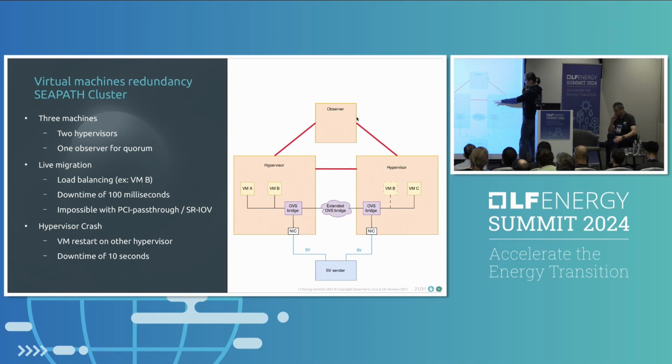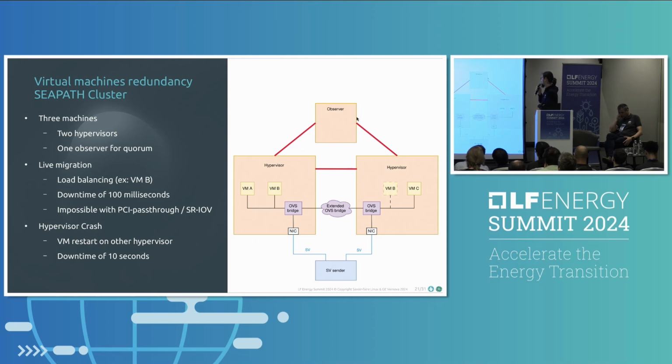We put VMs on 2 hypervisors, and using Open vSwitch, the extended switch, the extended bridge that I talked about before, you can send sample values, and every machine on the 2 hypervisors will receive the same sample values. So basically, you can migrate your VM, you can start your VM on one hypervisor, and it can migrate to another without rebooting. So it's live migration, when the machine still runs while it migrates.